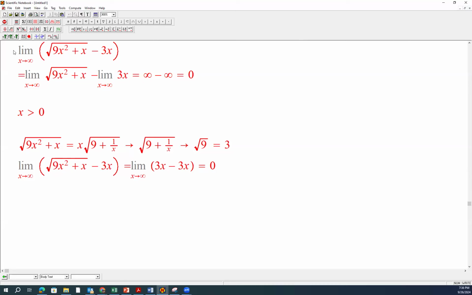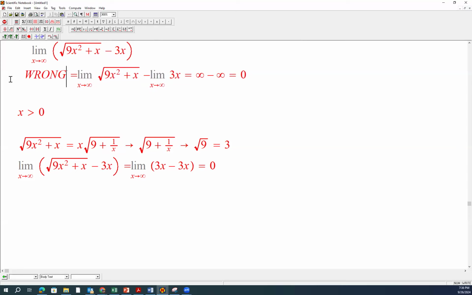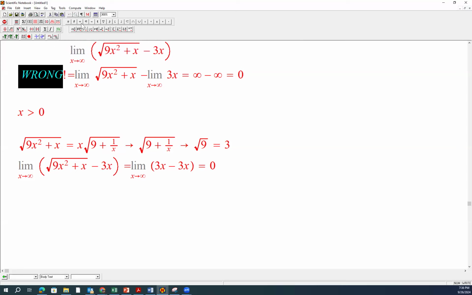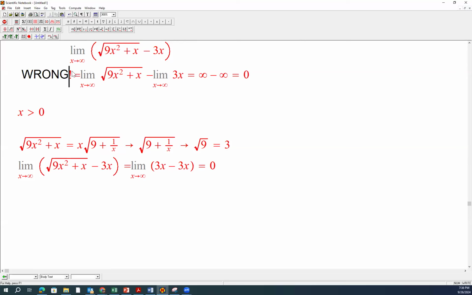Okay, so let me mark it. You can see it. This is the wrong way. Completely wrong. Sorry about that. So this is a completely wrong way. Please don't do it.